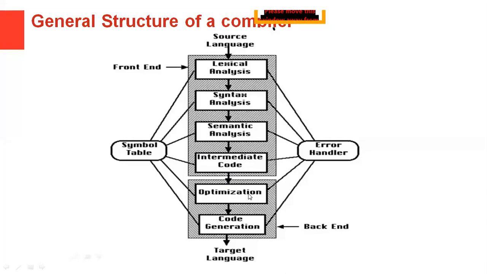So what is the code optimization phase? It is part of the back end of the phases. In the back end we have two phases: the optimization phase and code generation.